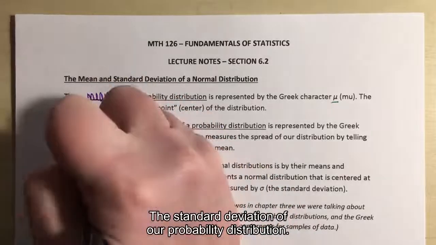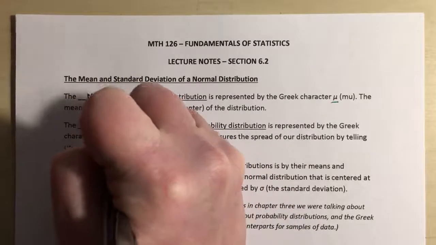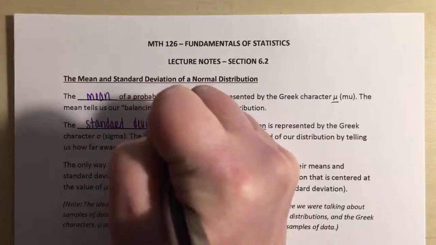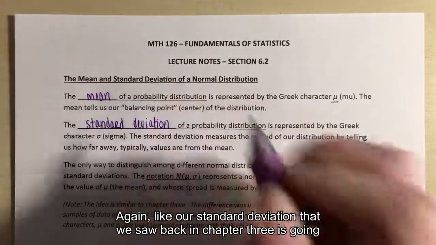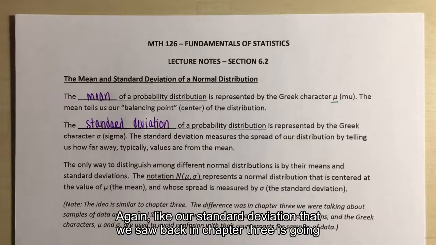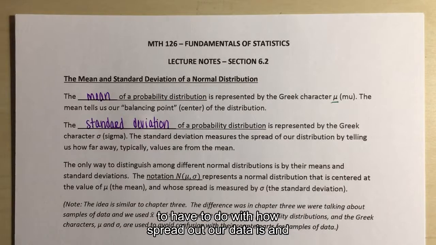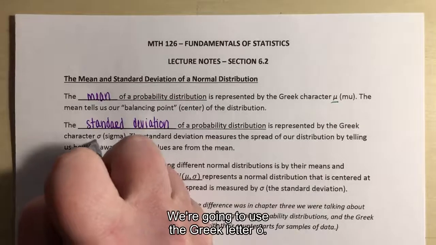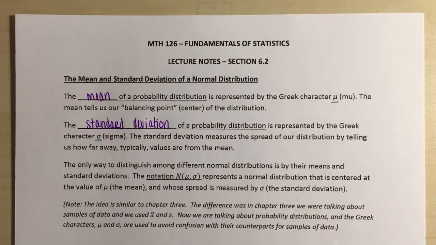The standard deviation of our probability distribution, again, like our standard deviation that we saw back in chapter 3, is going to have to do with how spread out our data is. And we're going to use a Greek letter instead. So we're going to use the Greek letter sigma.